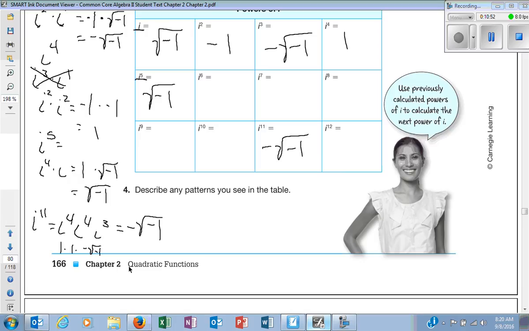Anyone noticing a pattern here? Make a prediction. What do you think i to the 6th is going to become? What do you think i to the 12th is going to become? 1. What do you think i to the 9th is going to become? Does anyone have a way I can figure this out? Like, what if I wanted to say i to the 75th, what is that really equivalent to?